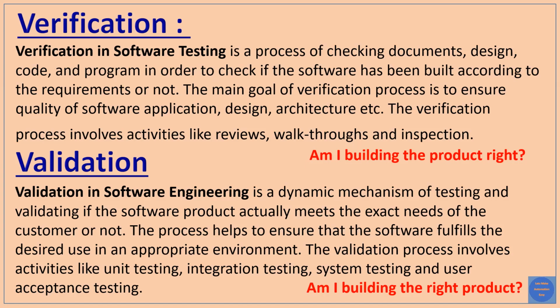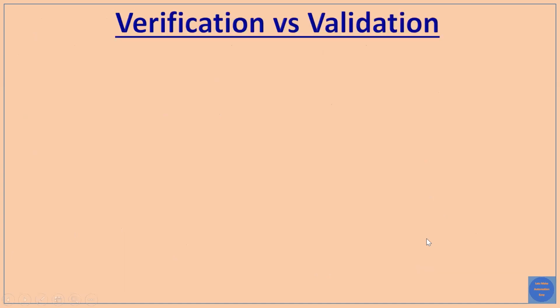What type of things take place in the validation process? Activities like unit testing, integration testing, system testing, and user acceptance testing are involved. To understand this from an example, when I'm asking, am I building the right product? Then you can say it is called validation.